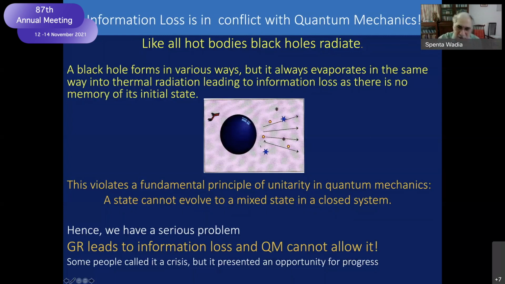And this particular point violates a very fundamental principle of quantum mechanics, the principle of unitarity: that a state which is pure, meaning a given quantum state, cannot go into another state which is a mixed quantum state, which is sort of thermal. This is a little technical, but I'll try to elaborate a little bit more a bit later. But this is what it is. So we have a serious problem. This serious problem was first raised very shortly after Hawking's famous paper of 1975: that general relativity leads to information loss, but quantum mechanics cannot allow it.